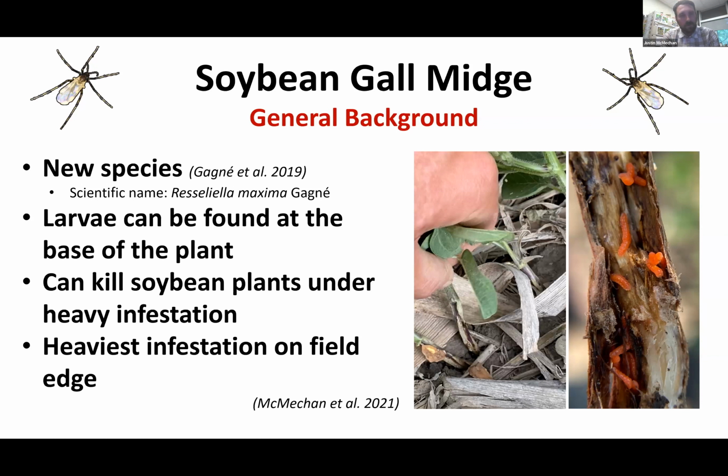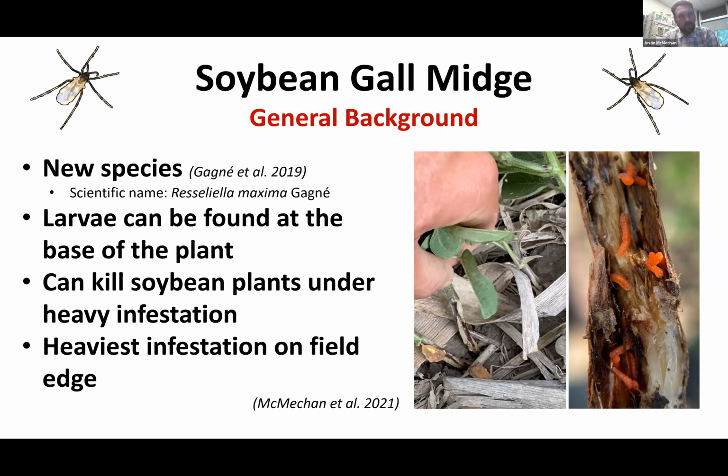The first paper came out in 2019 with its formal identification and scientific name with the help of Raymond Gagne. And so Resseliella maxima, the Resseliella genus, contains about 56 species worldwide. The name maxima comes from the host soybean that it was found on, Glycine max, and then the level of damage that this insect can cause in the field, which you'll see in the next slide.